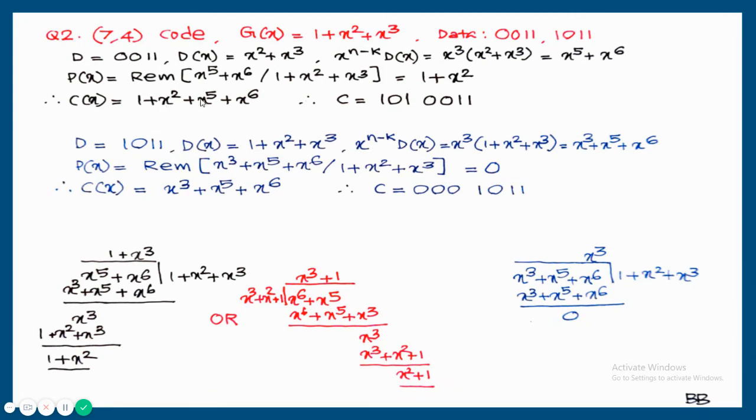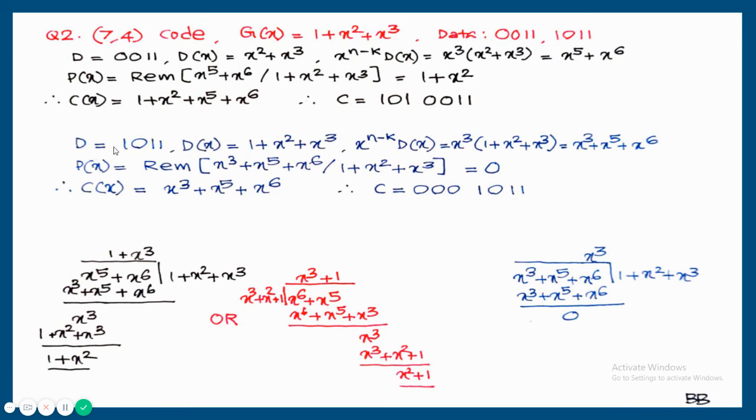1 plus x square plus x raised to 5 plus x raised to 6. That I am writing in terms of 1 and 0: 1, 0, 1, 0, 0, 1, 1. So rightmost 4 bits are data bits, leftmost 3 bits are parity bits. That is why I said this is equivalent to PI format. So that is clear from the given generator polynomial. If it is 1 plus x square plus x cube, it is PI format. If it is x cube plus x square plus 1, that will be IP format.